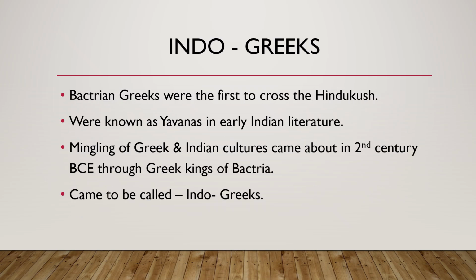Now we come to an important dynasty, that of the Indo Greeks. The most important political development of the post Maurya period was a series of movements from across the northwestern borders. The first to cross the Hindu Kush were the Bactrian Greeks. They were known in early Indian literature as Yavanas. Hence, the mingling of the two cultures of Greece and India came about in the 2nd century BCE through the Greek kings of Bactria, who moved into northwest India and came to be called the Indo Greeks.